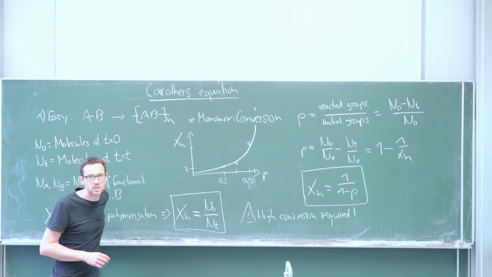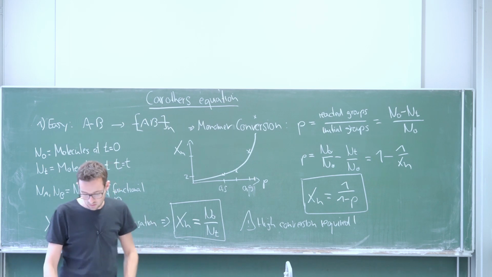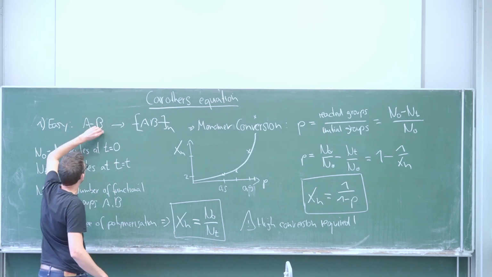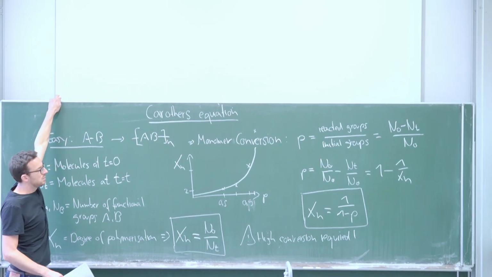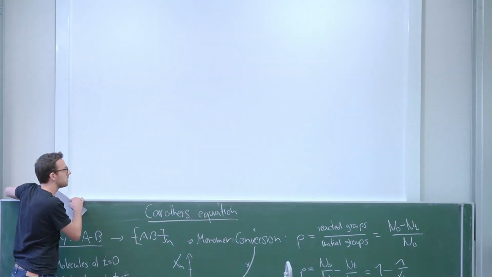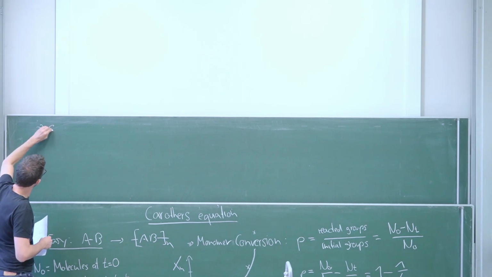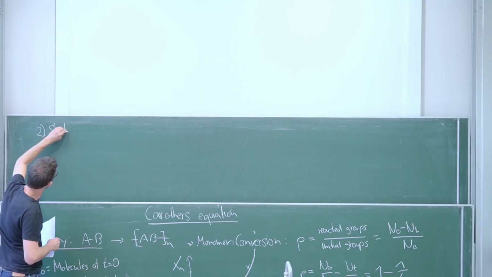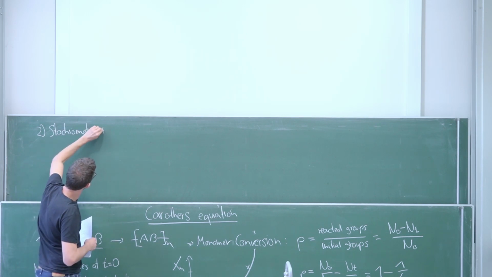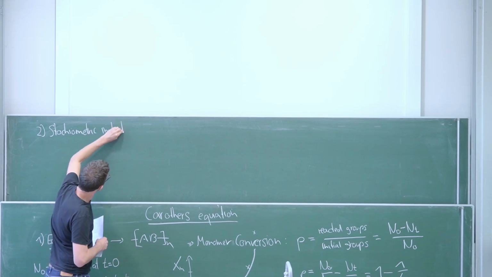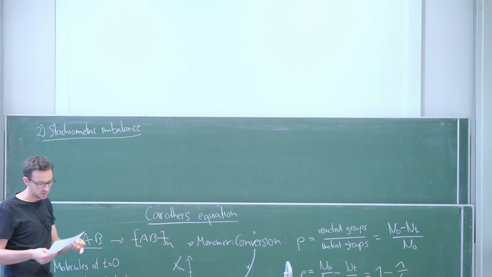Now let's make it slightly more complex. The next question we want to ask is, how sensitive is the reaction to changes in stoichiometry? Here it is easy, everything is in stoichiometry. Na equals Nb.